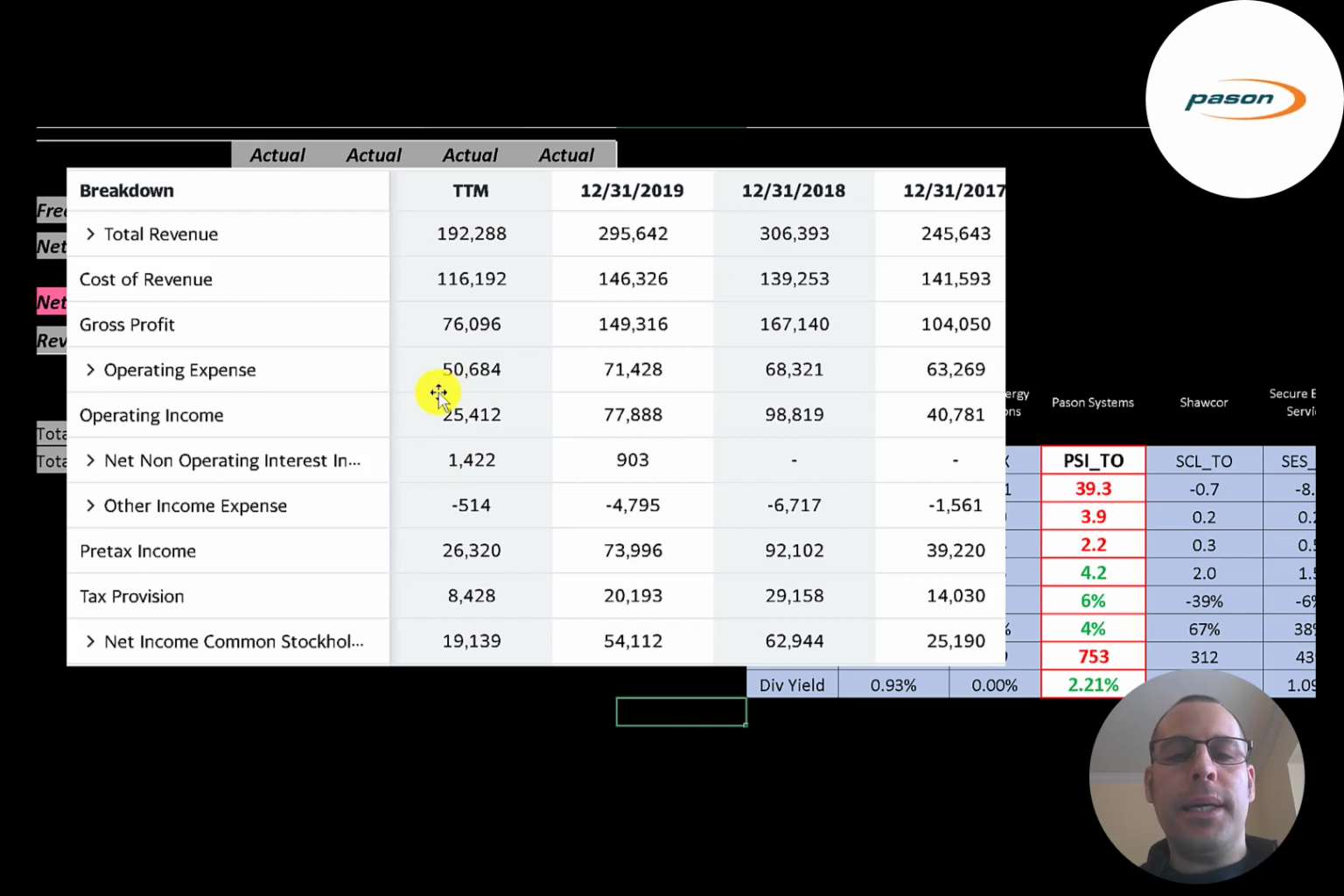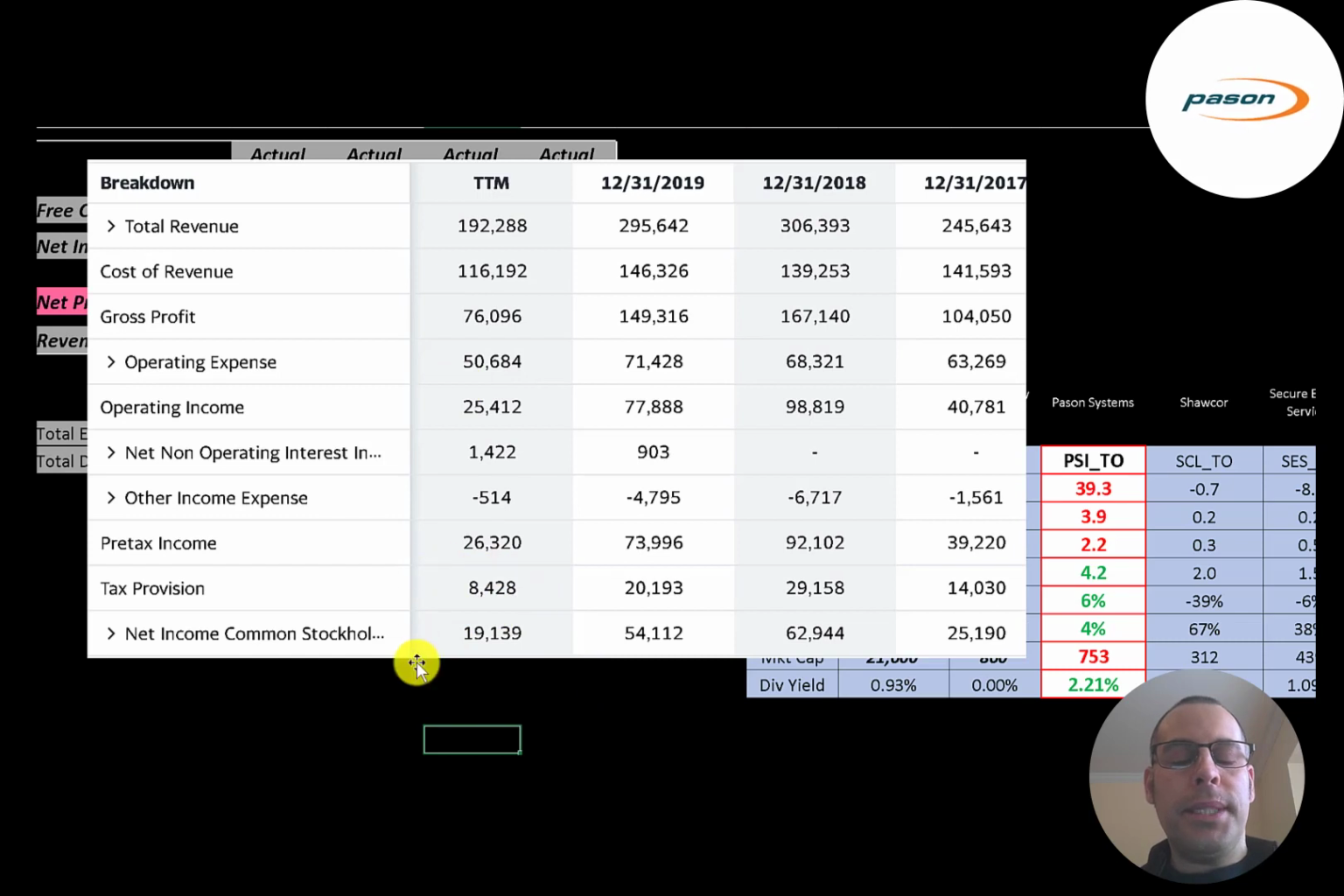At least the company does have positive operating income each year. The bottom line of the income statement is their net income, and that was the lowest in the trailing 12 months at $19 million. It peaked in 2018 at $62 million. The reason the company had much lower revenue in the trailing 12 months was due to a decrease in drilling, but they do expect this to turn around in 2021.